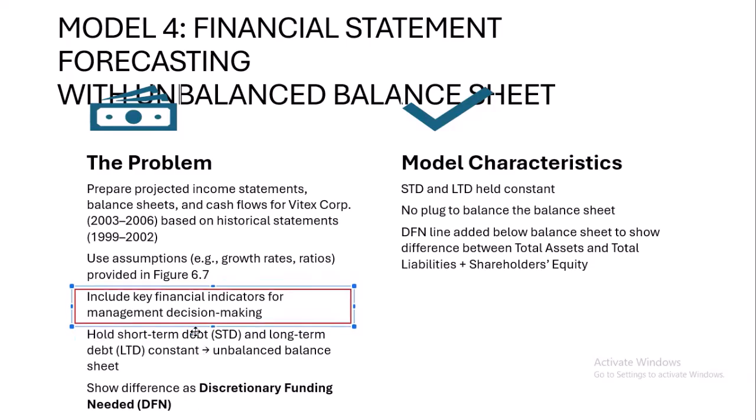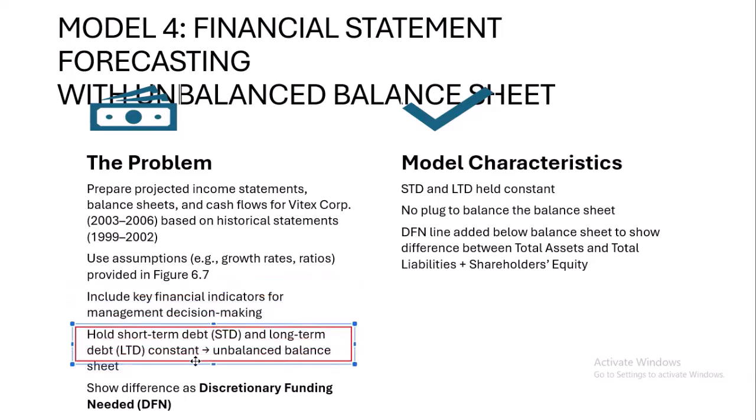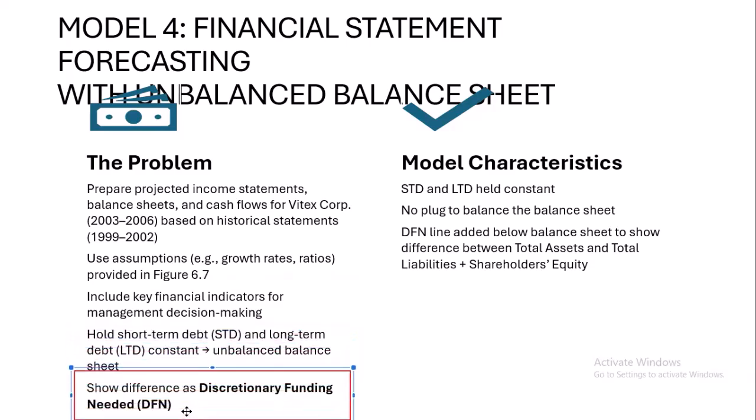We're going to hold short-term debt and long-term debt constant. Now, this will lead to an unbalanced balance sheet, right? But we're going to deal with that going forward. That imbalance, that difference between assets and liabilities and equity, we'll show as discretionary funding. So we're going to prepare a position below the balance sheet, and we'll call that discretionary funding needs.